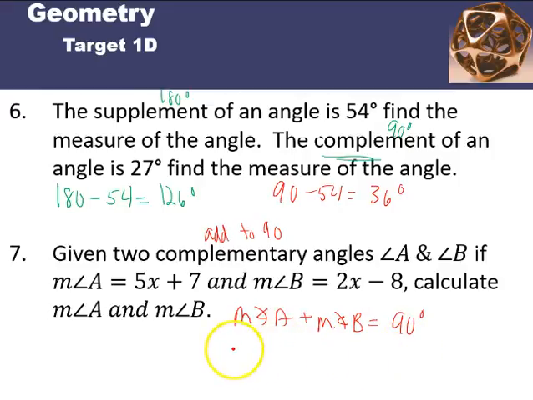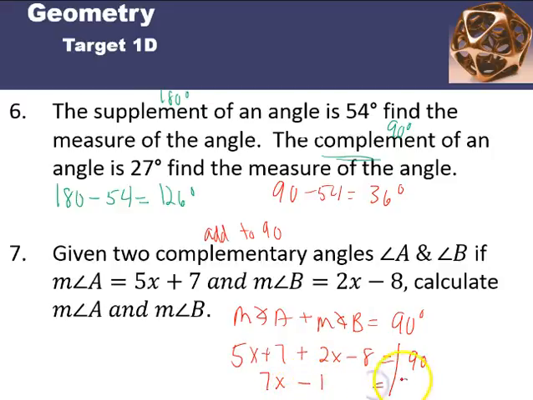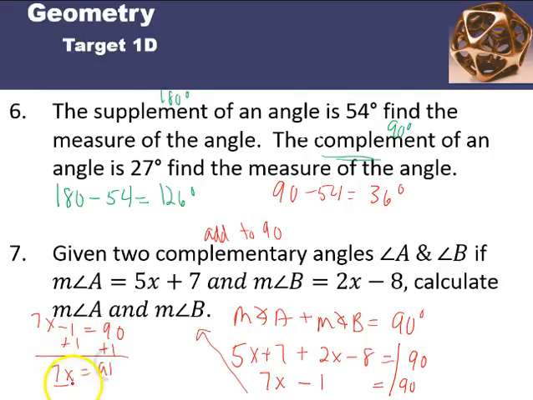So A is 5x plus 7. And B is 2x minus 8. And together they have to add up to equal 90. So on this left-hand side, 5x plus 2x is 7x. And plus 7 minus 8 is minus 1, and that equals 90. And I'm running out of space, so I'll go over here. Now I have 7x minus 1 equals 90. And I add 1. And I get 7x is 91. Divided by 7. And I'll need the calculator for that.